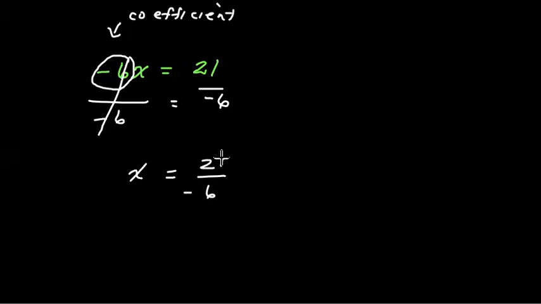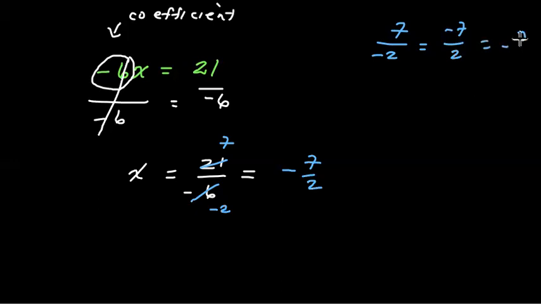Now, 6 doesn't go into 21 evenly, but I can reduce it because 3 goes into both of them, right? 3 into negative 6 is negative 2, and 3 into 21 is 7. Hence, I end up with minus 7 over 2. And in case you're wondering, 7 divided by negative 2 is the same thing as minus 7 divided by 2, which is the same thing as negative 7 over 2. These are all the same things.